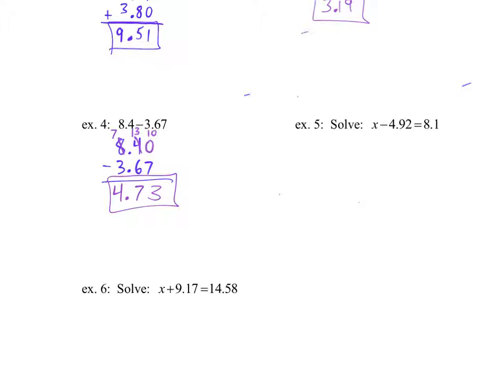So 4.73. That's kind of a tough one. You have the double borrowing. We okay on that one? Yep. No question on that? All right. Next one is going to be the same type of thing, but we're taking the last chapter and kind of combining it with this chapter.